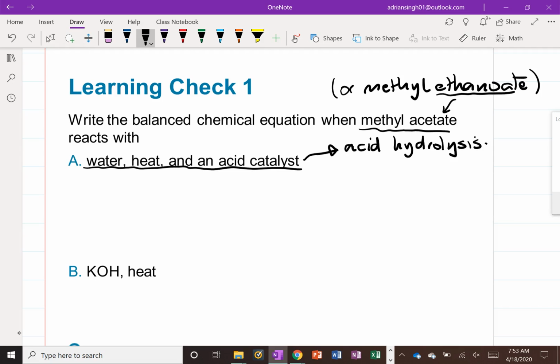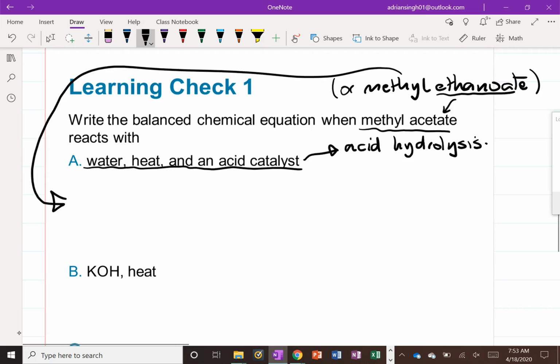So let's draw that ester first, methyl acetate or methyl ethanoate. Remember, in the ester, the last name, the ethanoate part of it, came from the carboxylic acid, so I like to draw that first. So 1, 2. There's my acid part of the ester, and then that's connected to a 1-carbon alcohol, which would look like that.